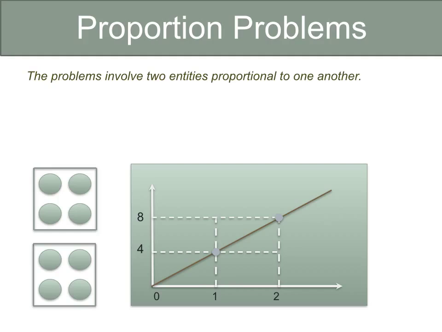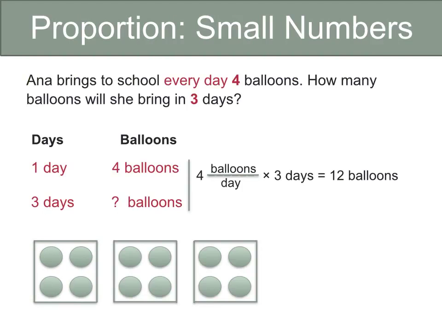All the previous problems had only one type of units, balloons. Proportion problems cannot be created without involving a second type of units, because by its nature, proportions involve 2 entities that are proportional to one another. The proportion problems can be illustrated using models of objects or by x-y graphs. For lower grades, we mostly use models of objects. Proportion problems with small numbers.